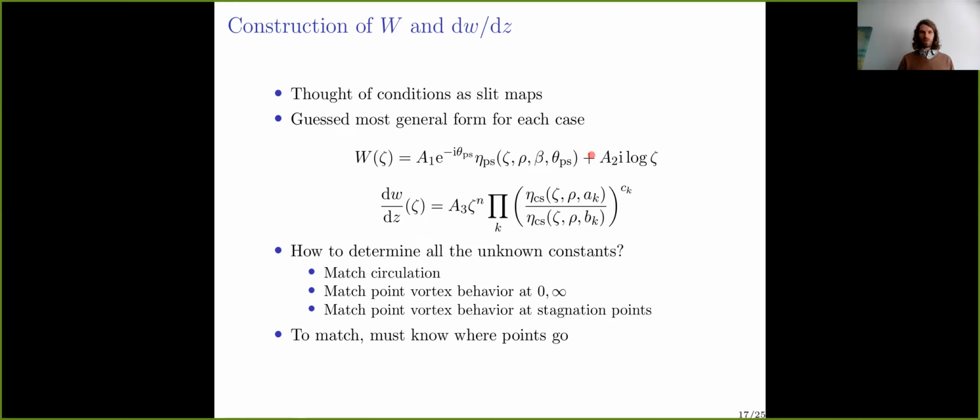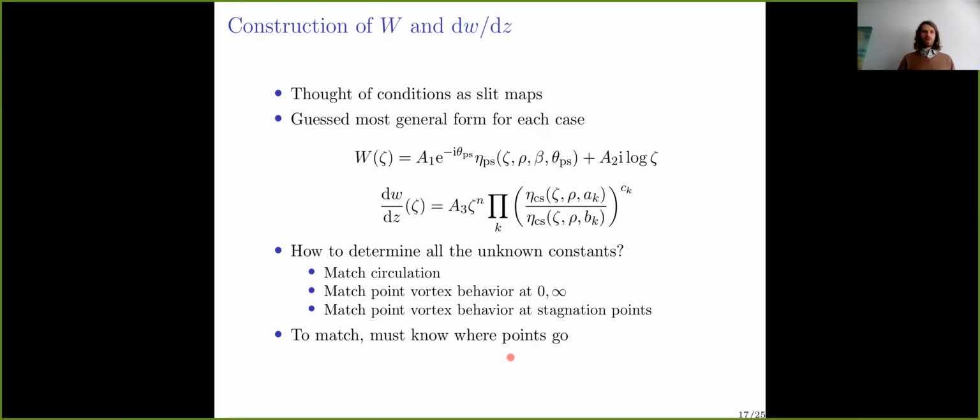We can use this A2 up here with the log. We match the point vortex behavior at 0 and infinity. So that's how we're going to determine what the powers are here and what some of these other parameters are for the circular slit maps. And then we match the point vortex behavior at stagnation points. So that's especially going to be these simple zeros here. We're going to want that to match up with where the stagnation points are. So that's where the velocity is going to be 0.